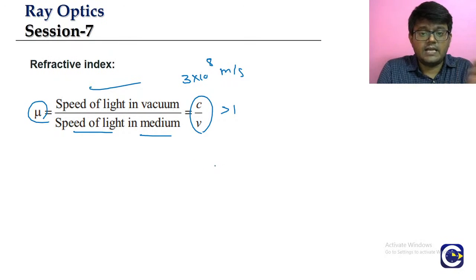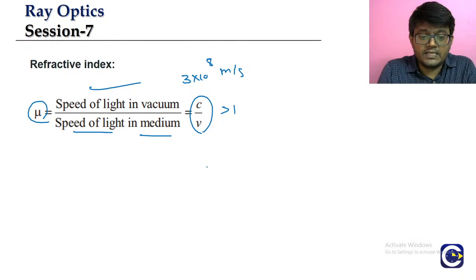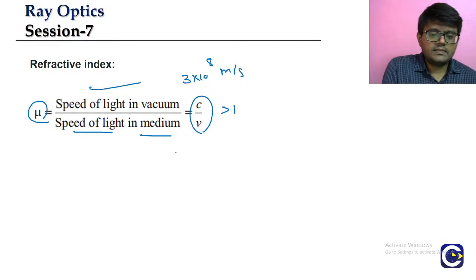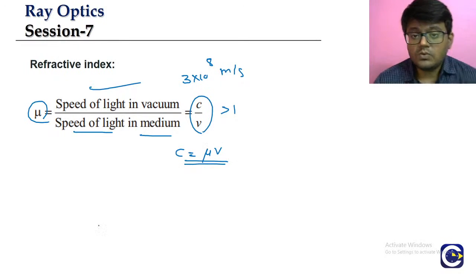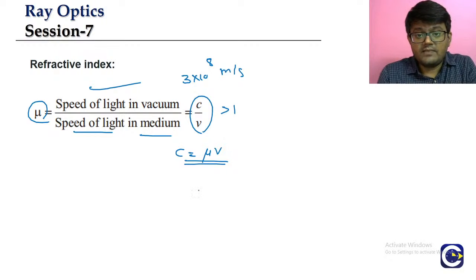If you take glass, it may have a refractive index of around 1.5. You take some other medium, water, it may have a different refractive index. So the refractive index will change from medium to medium. From here, the relation is: C will be equal to mu into V. Now on this formula, maybe at the 10th standard level you can expect questions, but here we will not get questions on this particular formula.